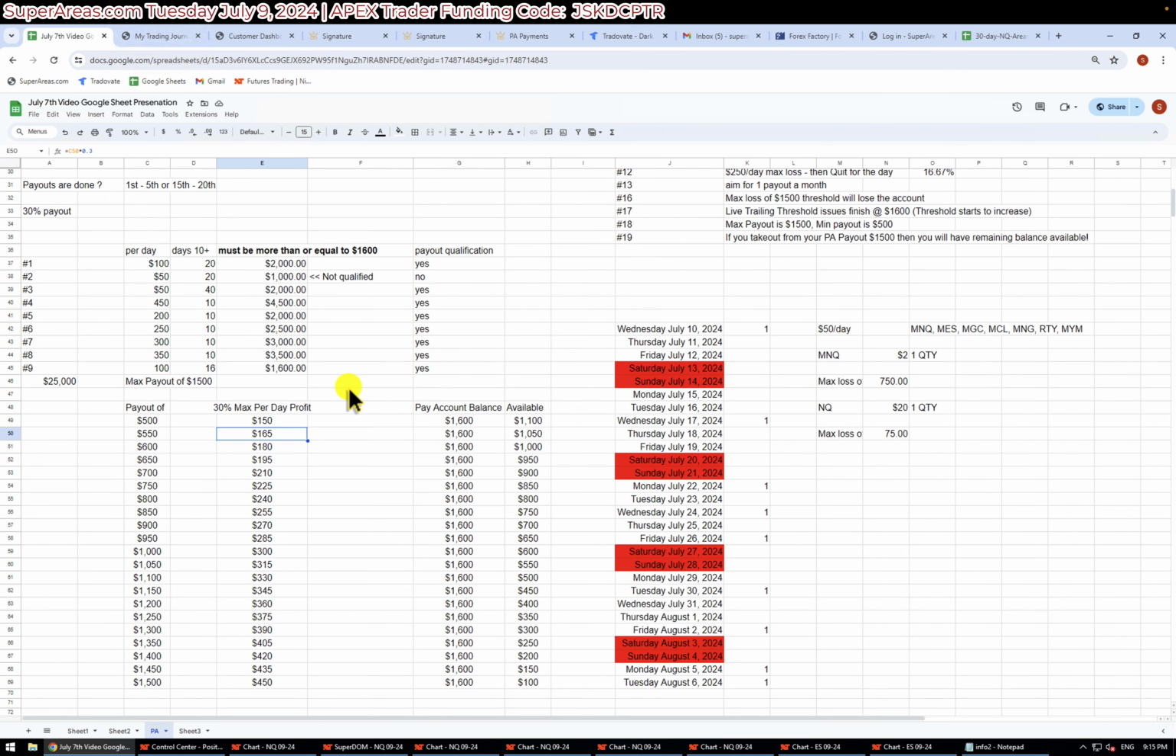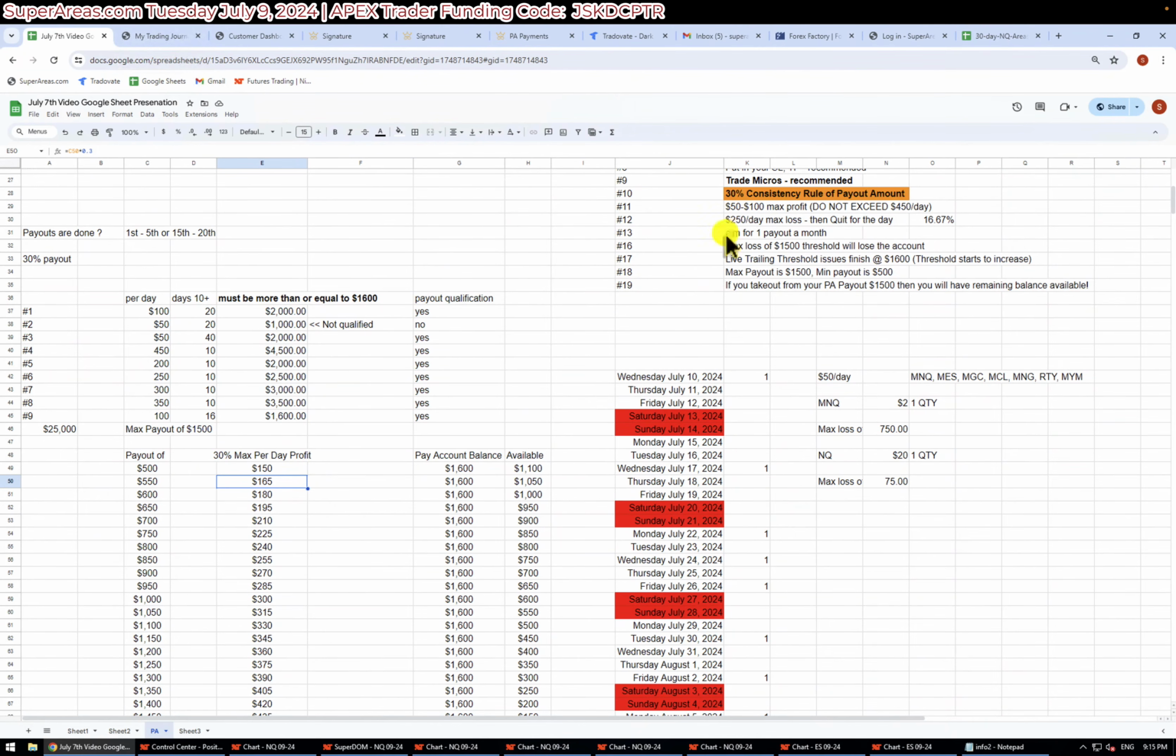What they don't want to see is spikes, and then you have to trade 10 full days with consistency. So like, don't be trading one day micros and then next day minis. So be consistent, and then you can lose money. That's fine. Every trader loses money. I've had bad trades, bad days, no problem.